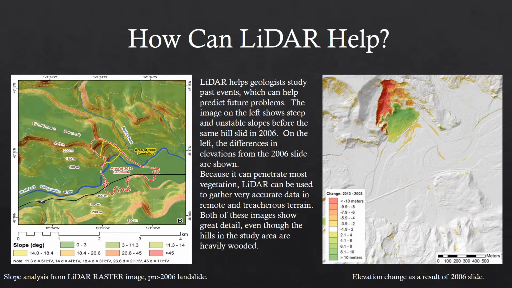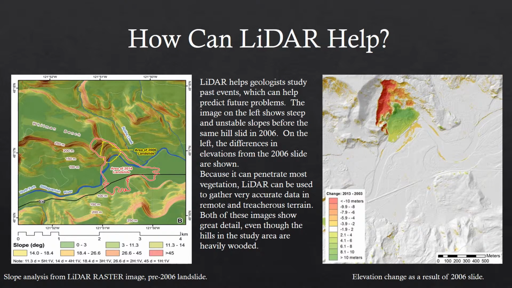So how can LiDAR help? It helps geologists study past events, which can help predict future problems. If you look here on the left, this is a slope analysis from a LiDAR raster. There was a slide that happened on the same slope in 2006, and that is outlined in the yellow here on the left side. Much smaller in scope, but still a good indication of things to come. The problem is that that neighborhood had been there since about the 50s, and people can't really just afford to leave their homes. So that's another problem all on its own.